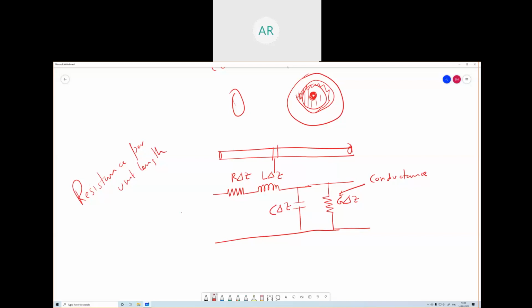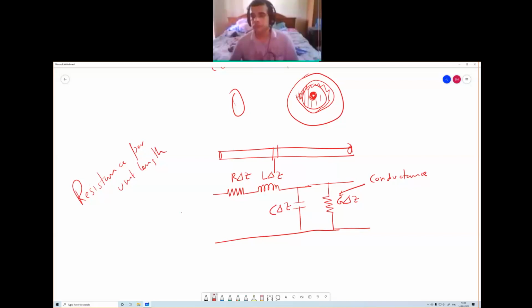Can't hear you. You can type if you have net problems. You are welcome to type on chat. Chat is open. Whatever you type, I can see right away.